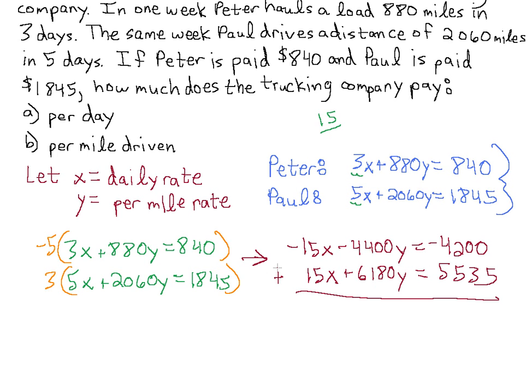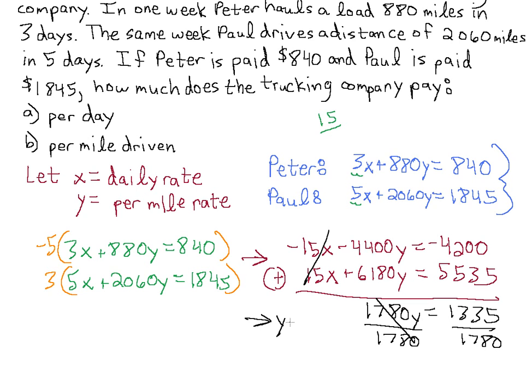All right, so now we can combine these two equations, and the cool part about this is that these two terms will cancel. So we're going to be left with 1,780y equals 1,335. Now we can divide both sides of this equation by 1,780. These two terms will cancel, which gives us y equals, and this actually boils down to 3/4. We can also write this as 0.75, and this is y. Y is the per mile rate driven, so the cost per mile driven is going to be 75 cents per mile. Okay, we got that from here.